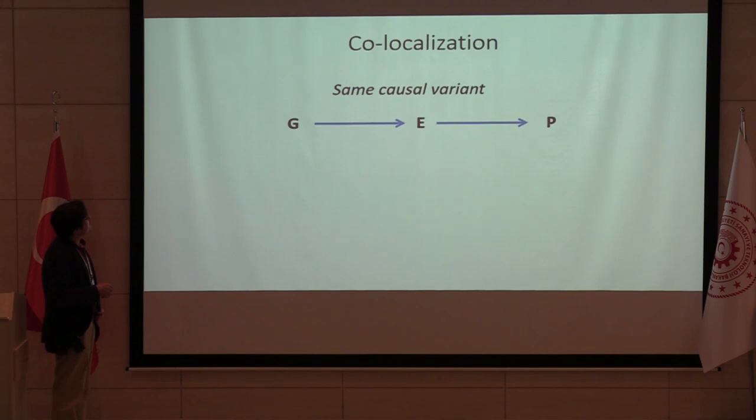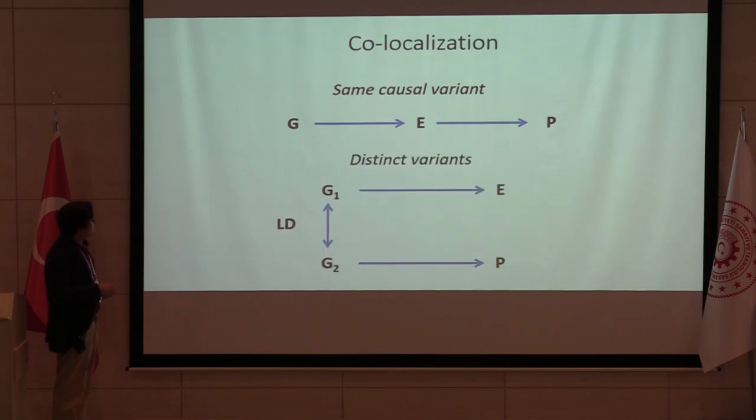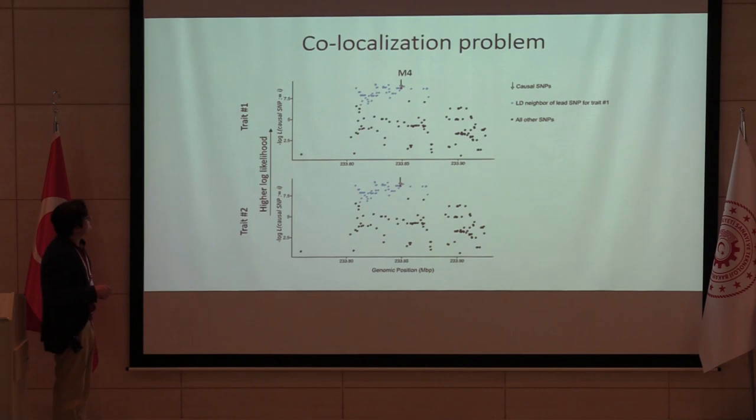Now the problem is that I think my genotype causes expression or endophenotype, and that causes phenotype. But because of LD, I can have two different signals. One causes the endophenotype, one causes the phenotype, and they are in correlation. So I have to figure out what to do. This poses the problem which is called colocalization.